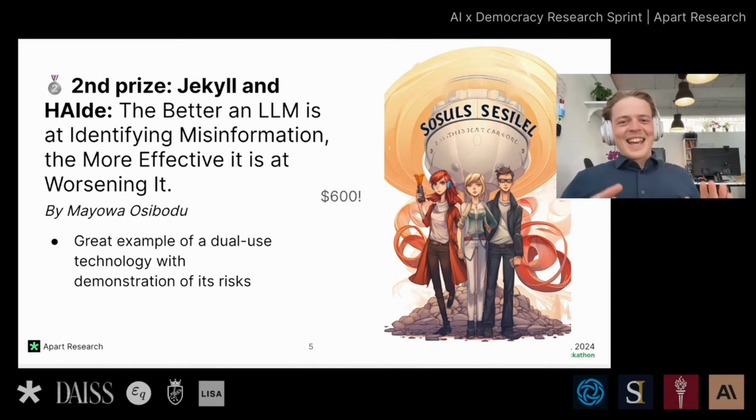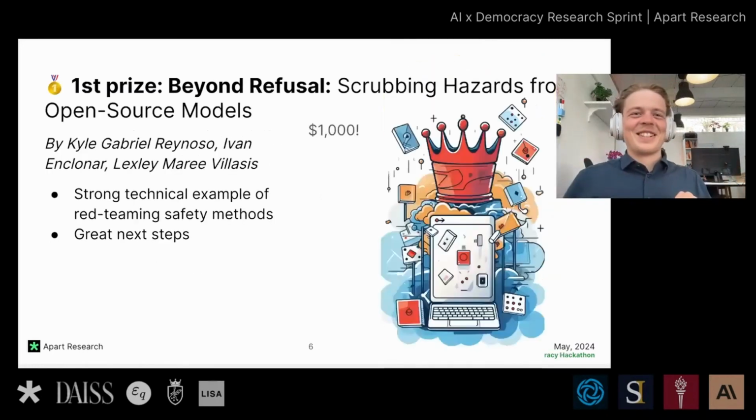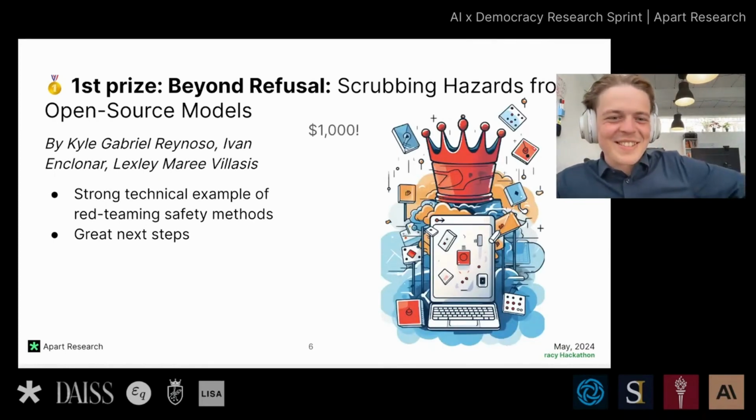And then we have the first prize. Maybe some of you have an idea of who it might be, but the first prize is Beyond Refusal, scrubbing hazards from open source models. So massive congrats to you guys. That was a really strong project.